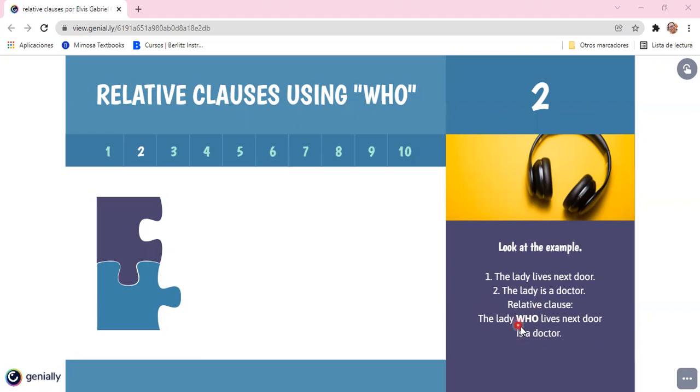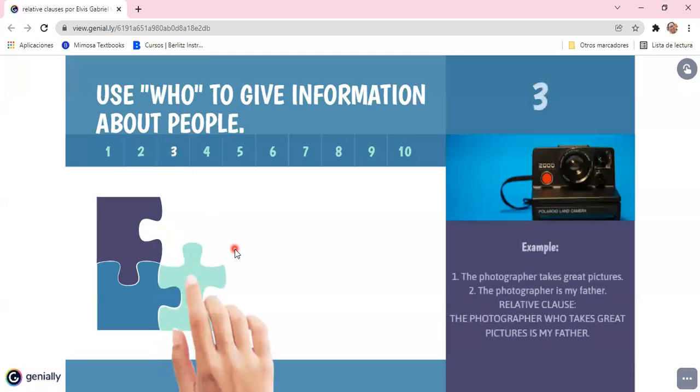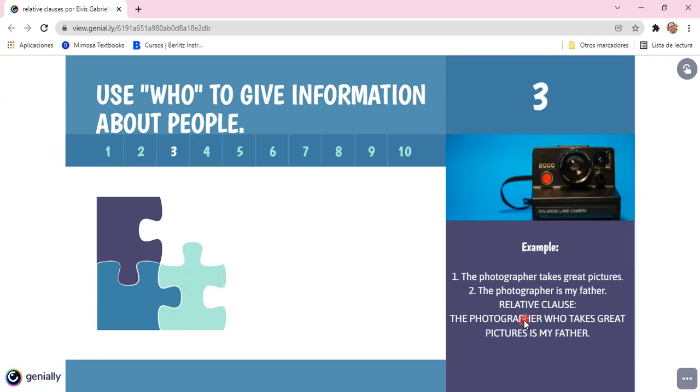Relative clauses sometimes are used to omit extra information. In this case, the lady, which is repeated information in both sentences. Use who to give information about people. Now, the photographer takes great pictures. The photographer is my father. When we use the relative clause, we have the photographer who takes great pictures is my father.